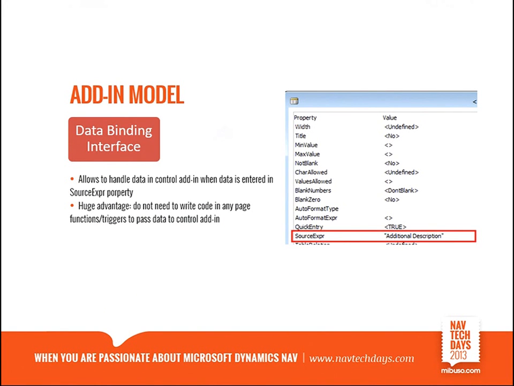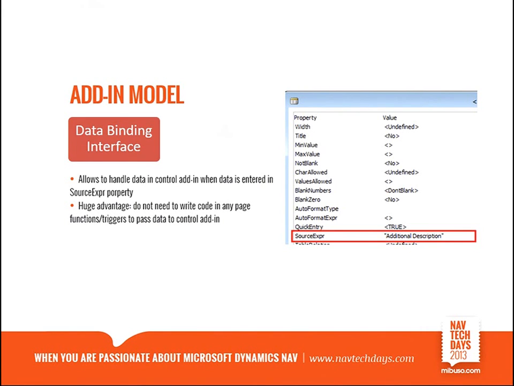Then we have data binding. This is a feature that an add-in can use inside of a NAV page. For those who do not know how to add an add-in inside of a page, there's a specific property inside of each page field, which is called control add-in. Inside of this property, you define the add-in name.